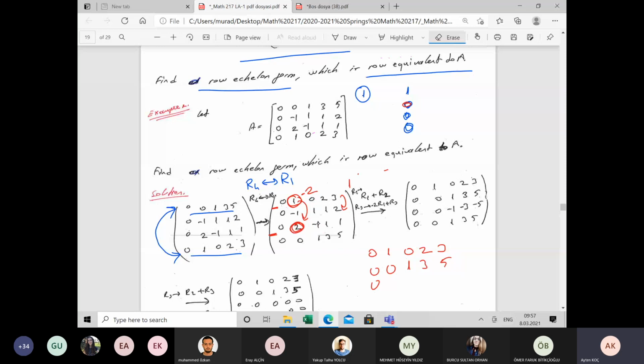So 0, 0, minus 2, 2, 0. 0 minus 1 is minus 1. And 2 minus 2 is minus 4, minus 4 plus 1 is minus 3. And 3 times minus 2 is minus 6, plus 1 is minus 5. It's okay?